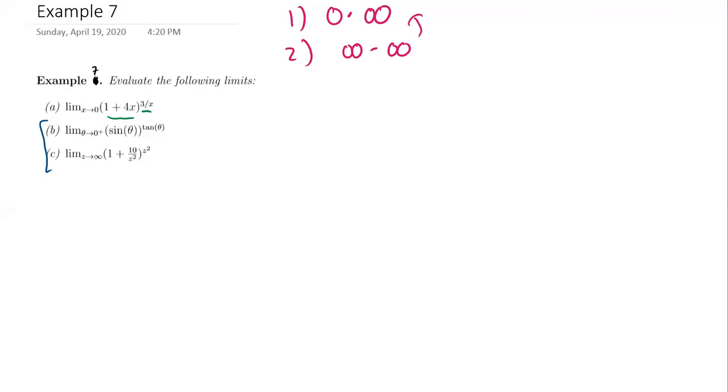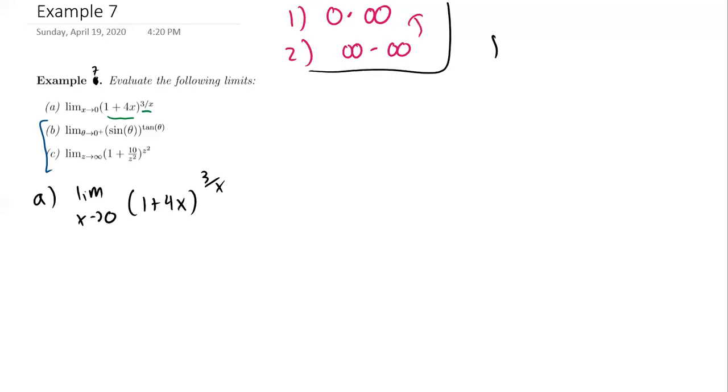So let's start. Say we want to find the limit as x approaches 0 of (1 plus 4x) to the power of 3 over x. We've already seen how to deal with limits like this a long time ago, in chapter 2, I think. This looks like a function to the power of a function. When you have something like this, you can't just plug in the x value of the limit.